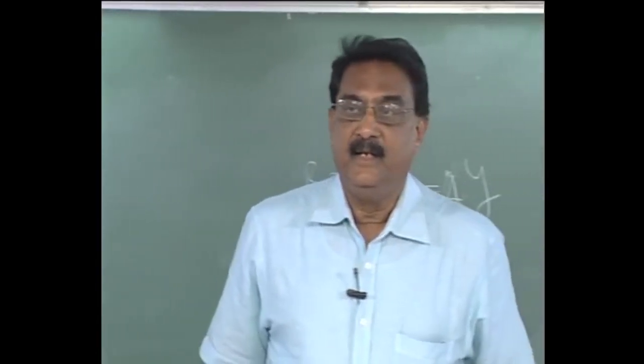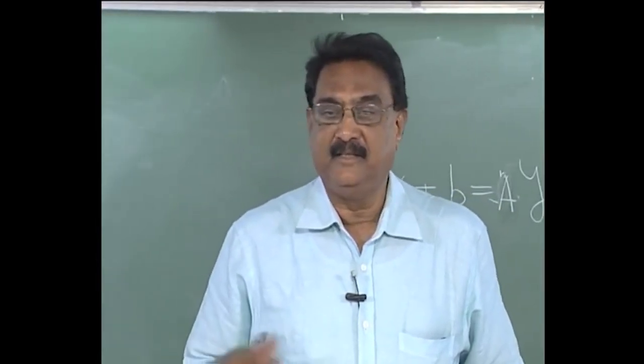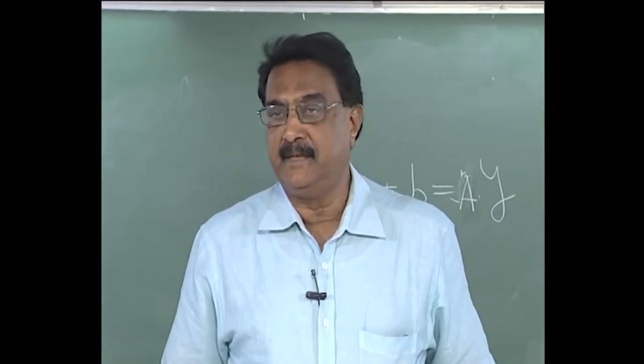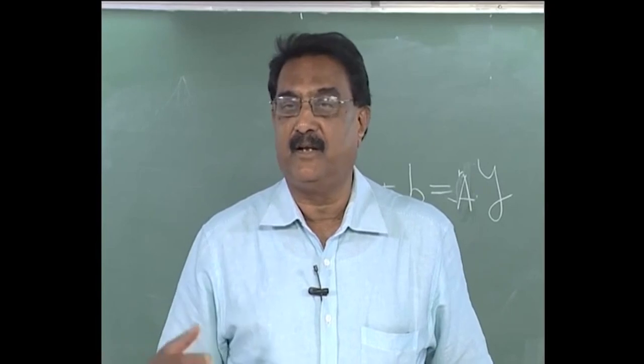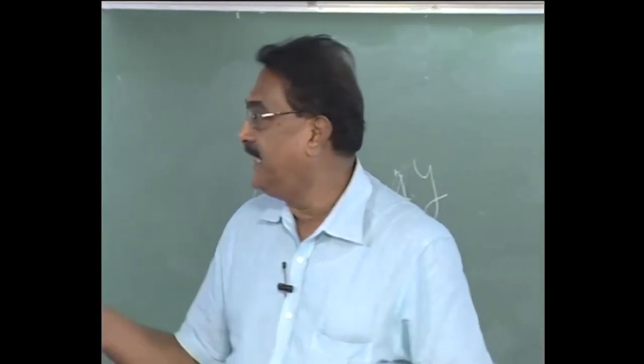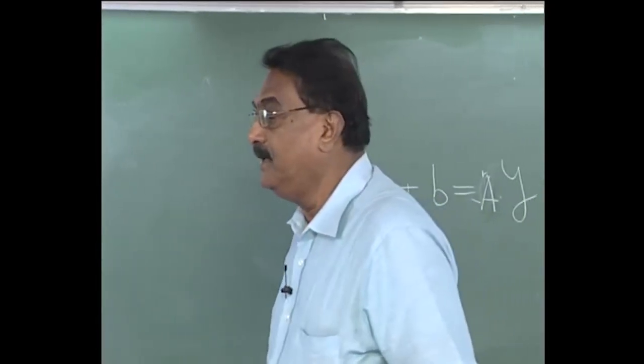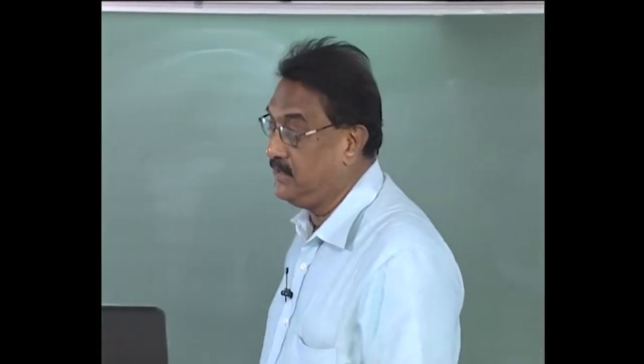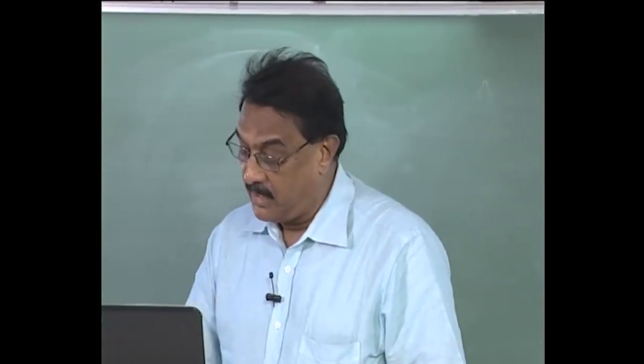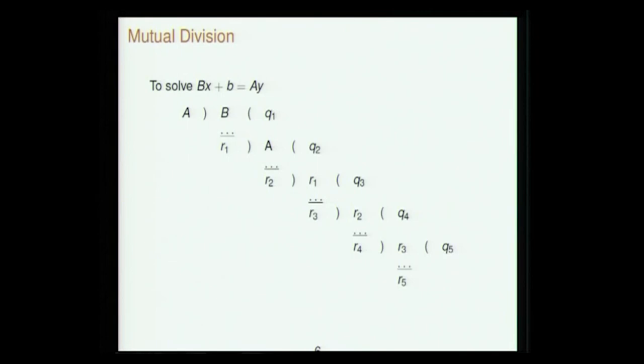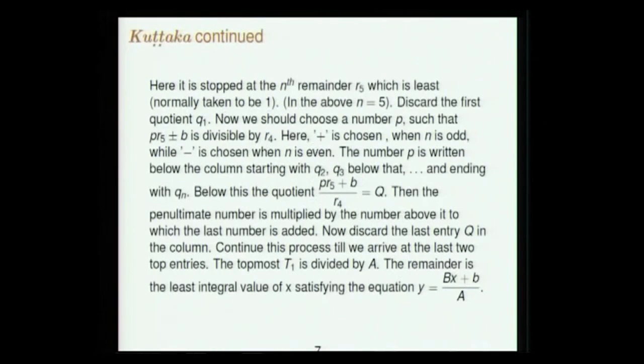The important thing is that this Kuttaka linear indeterminate equation is much more than the Euclidean algorithm. Something more is involved here. It stops there, but much more is required to get the solution of the problem which was posed here. So, here he stopped at the nth remainder r 5, which is least. The verse does not specify.